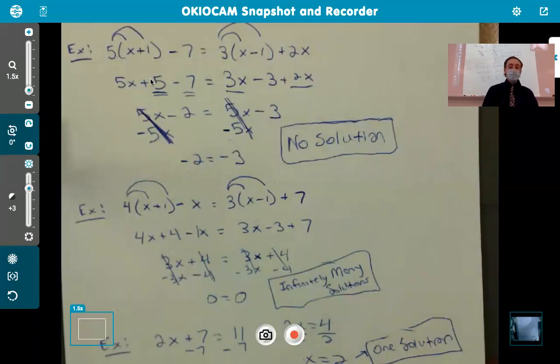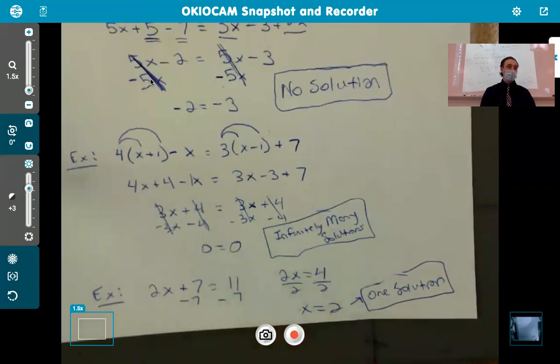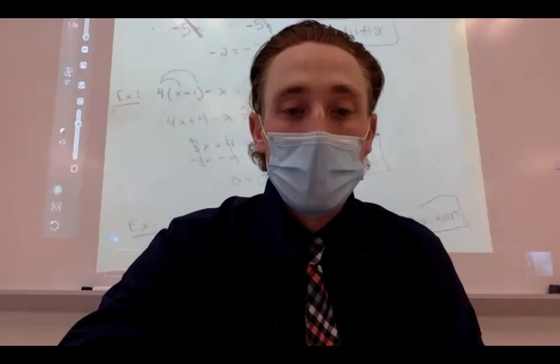Okay. Are there any questions about any of those examples? Anything that we covered today in class? In the back, there's another outlet. Okay. So that's it for the mini lesson.